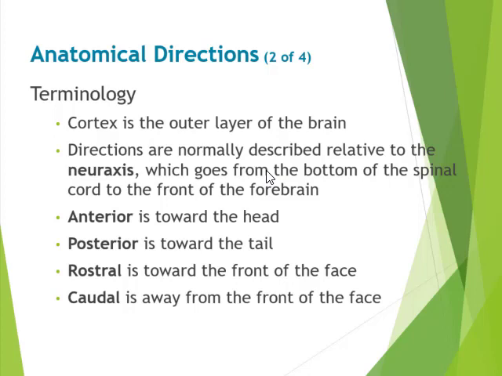Directions are normally described in relation to the neuroaxis, which goes from the bottom of the spinal cord to the front of the forebrain. And I'll show you an illustration in the next slide that drives home this point. So the neuroaxis, again, is that axis from the bottom of the spinal cord to the front of the forebrain. Anterior, based on this neuroaxis, is anything towards the head. Posterior is anything towards the tail. Rostral is anything towards the front of the face, and that'll make sense when we look at the illustration. Caudal is anything away from the front of the face.